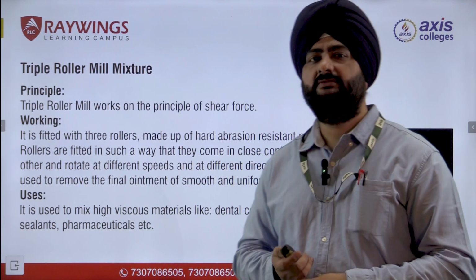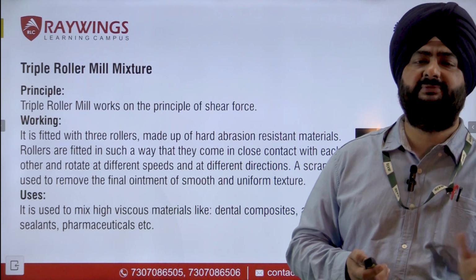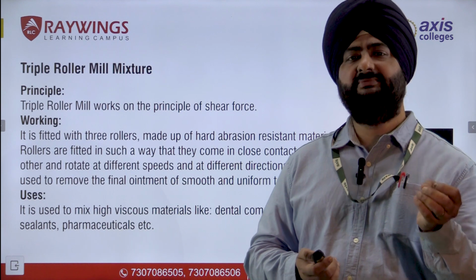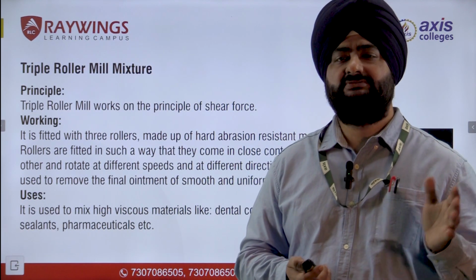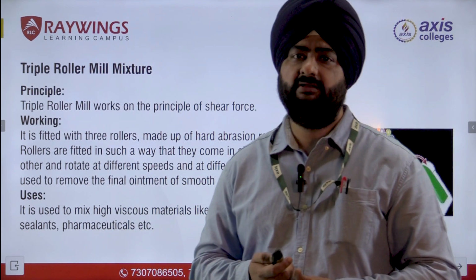Now there is another mill called the triple roller mill. This mill is used for semi-solid preparations, meaning some ingredients are solid and some ingredients are liquid. For semi-solid preparation, we use this type of machine. It's called the triple roller mill.